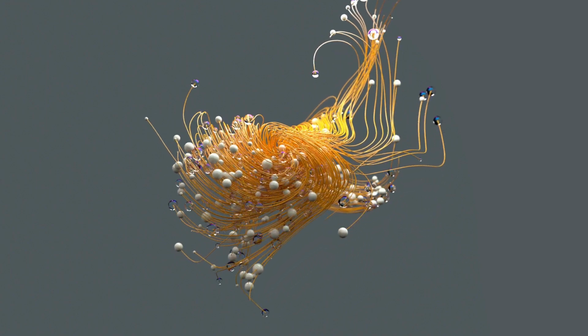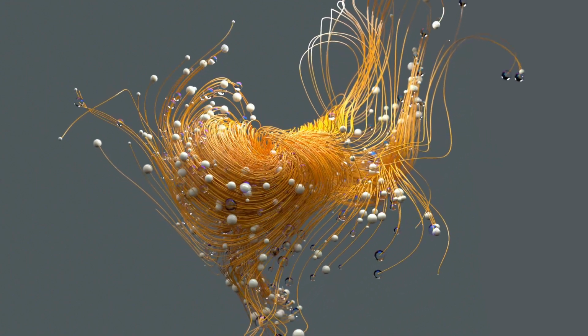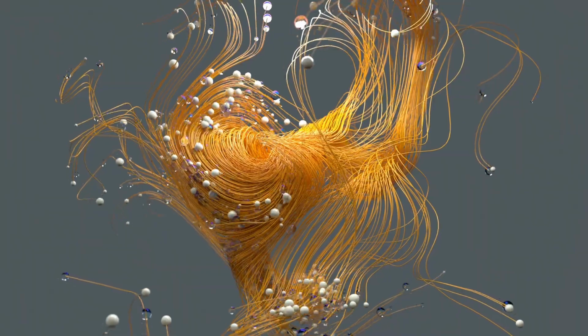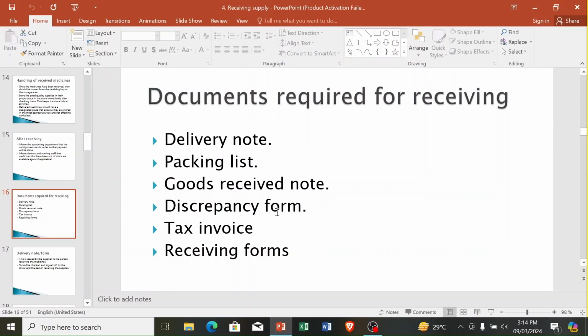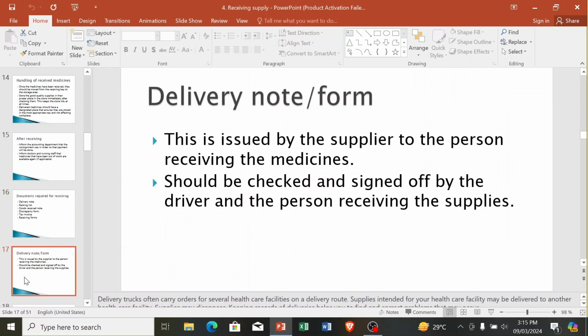Hello, welcome back. We are going to look at the documents that are required when we are receiving medicines. We have what we call a delivery note. We have a packing list. We have a goods received note. We have a discrepancy form. We have a tax invoice, and then there is what we call a receiving form.